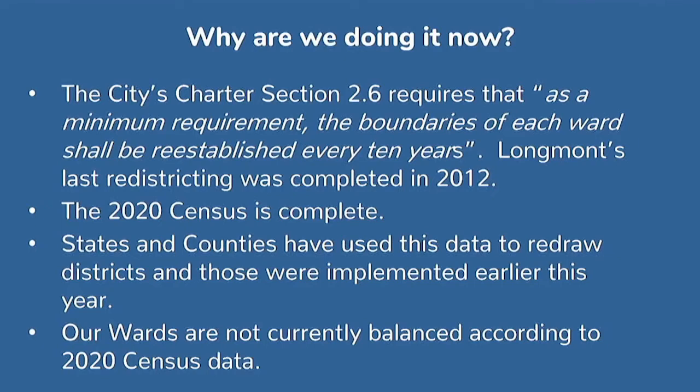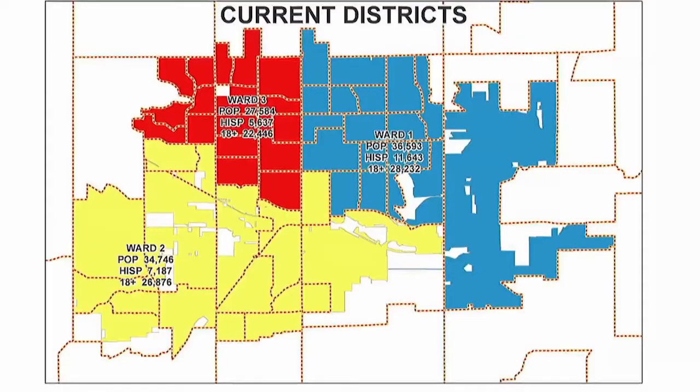Additionally, the state, as you all know, did their redistricting, and the counties earlier this year also implemented their redistricting and updated even our own precincts. So now that all of that information has settled, it's our turn to take this process on. As you'll see in one of the maps in the packet, this is just population numbers, but the blue area is Ward 1, red area is Ward 3, and the yellow area is Ward 2.